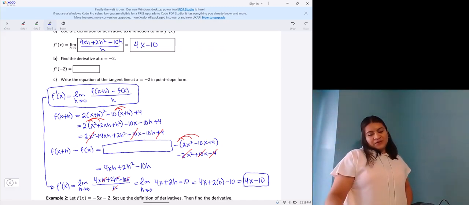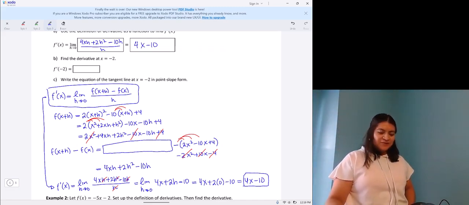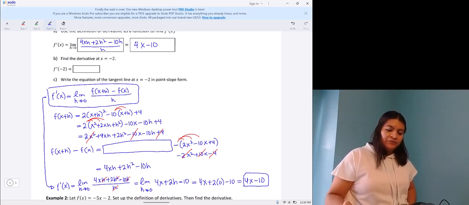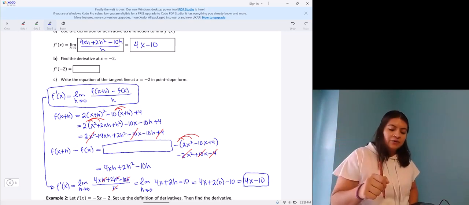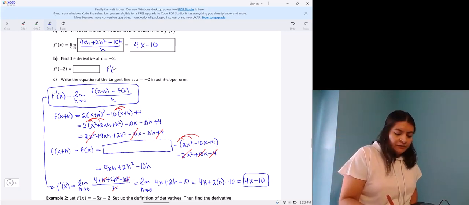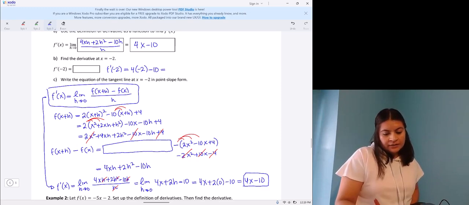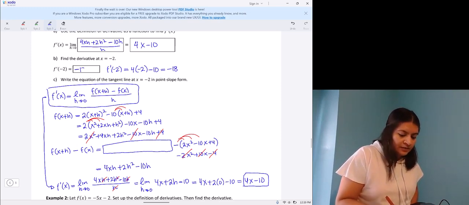Oh, I think we need more space. That's okay. Find the derivative at x equals negative 2. So now you have the derivative function. You can plug in any value of x. F prime of negative 2 is 4 times negative 2 minus 10, and that is negative 18. So the derivative at negative 2 is negative 18.